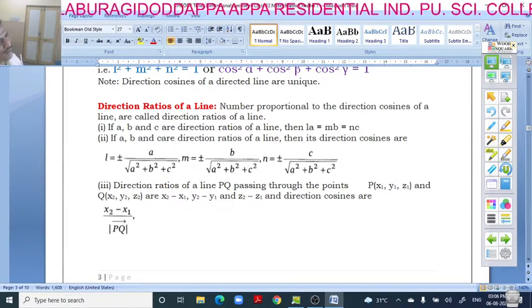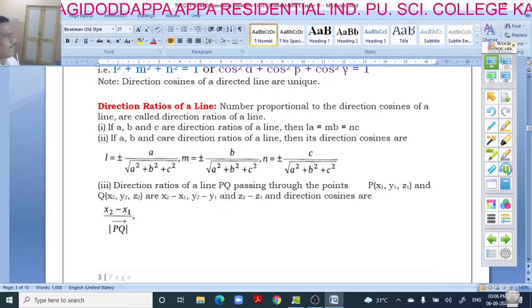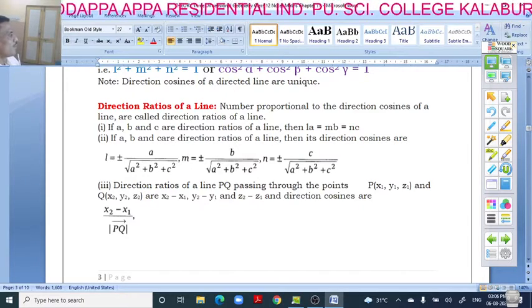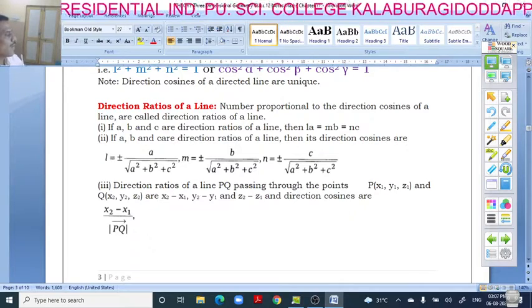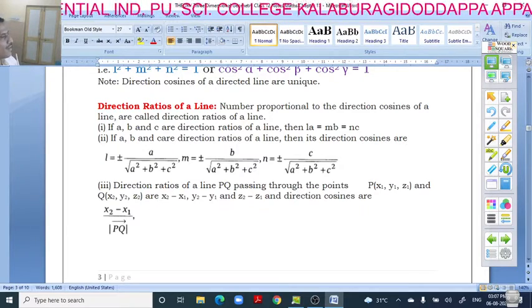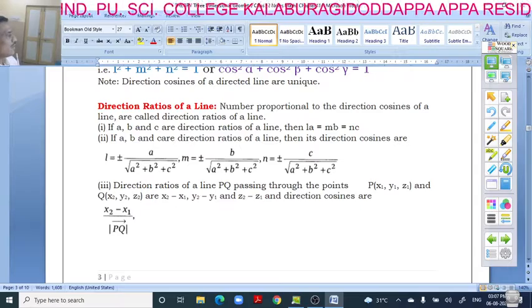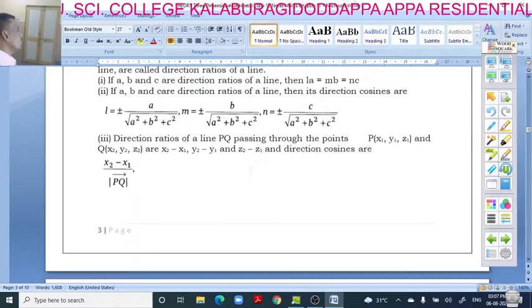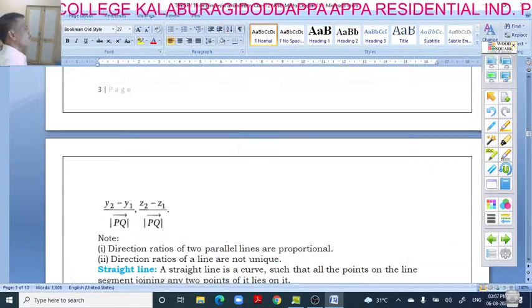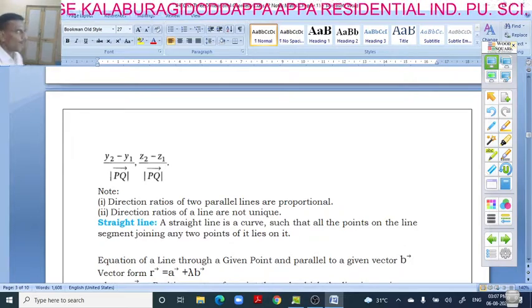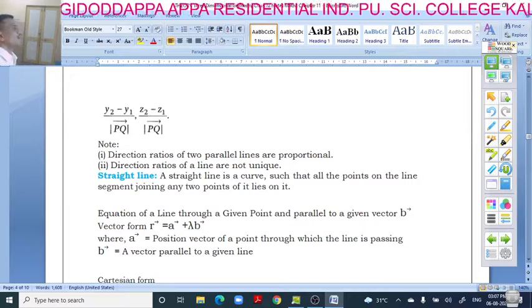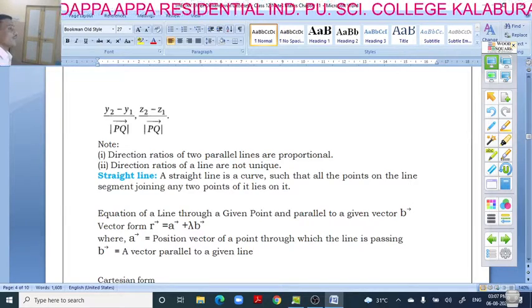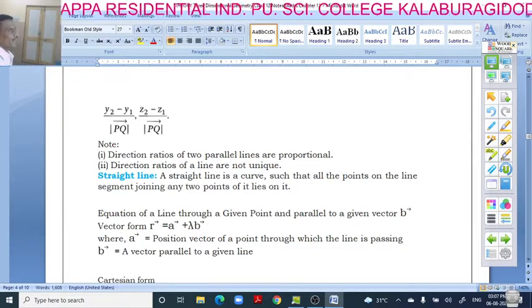Next, the direction ratios of a line joining the points P and Q, where P has coordinates x1, y1, z1 and Q has coordinates x2, y2, z2, are given by x2 minus x1, y2 minus y1, and z2 minus z1. The direction cosines are x2 minus x1 divided by PQ, y2 minus y1 divided by PQ, z2 minus z1 divided by PQ. Note that direction ratios of two parallel lines are proportional. Direction ratios of a line are not unique.